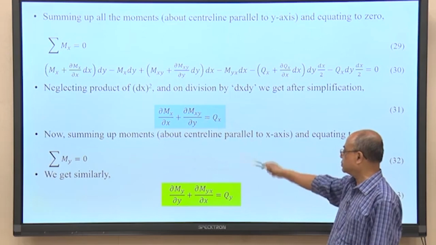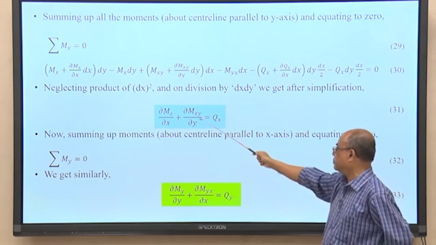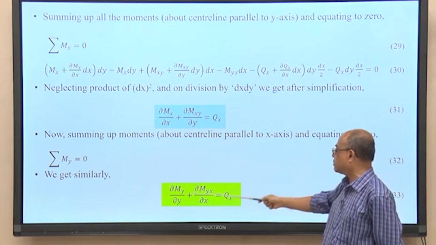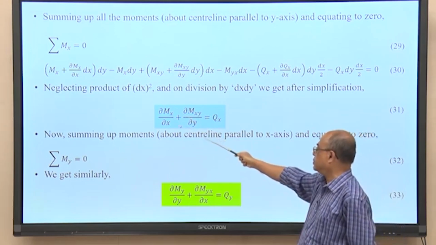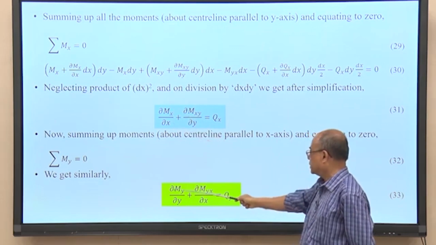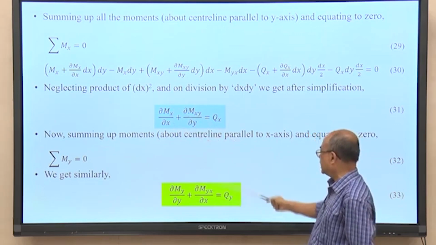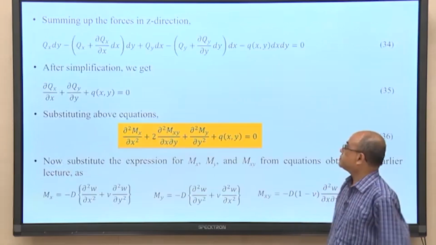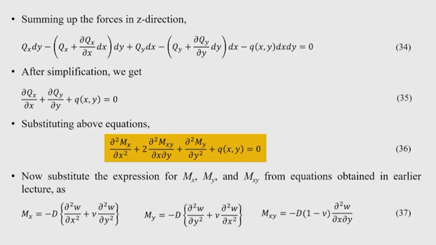So, these two equations should be noted very carefully, only for this term, which is slightly non-conventional compared to our beam. In beam theory only one term was there, but here we are getting additional two terms for the twisting effect. Summing up all the forces in z direction, we now get the vertical equilibrium of forces: del Qx by del x plus del Qy by del y plus q(x,y) equal to 0.